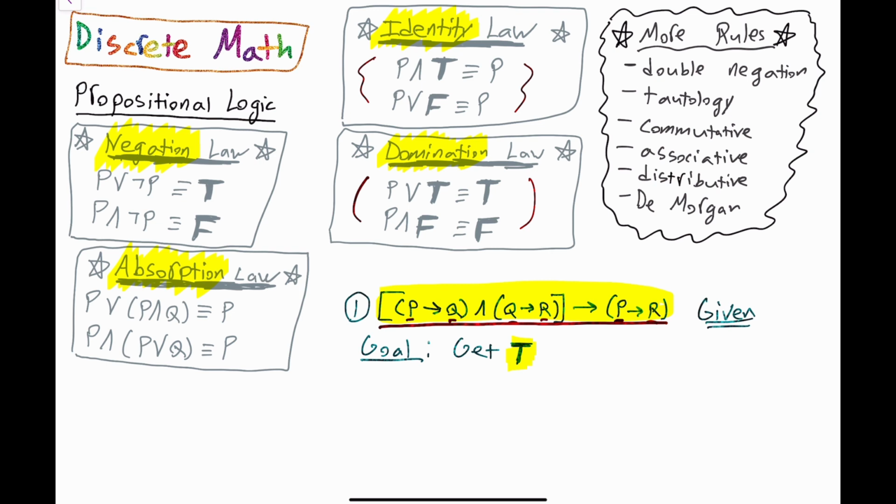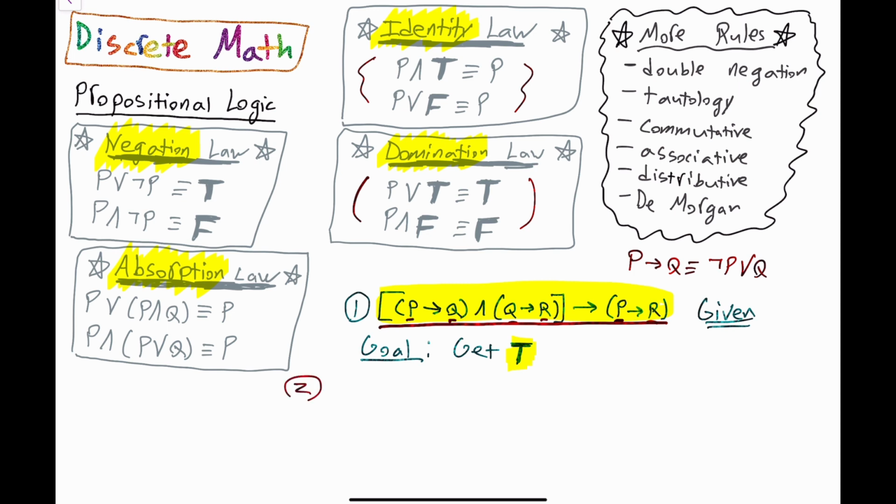It is a conditional, and it's a good idea to transform it into a disjunction. We can do that in propositional logic because if P then Q is logically equivalent to not P or Q. And it is a very good idea to transform it into a disjunction because the negation law, the absorption law, the identity law, and the domination law all deal with disjunctions or conjunctions. All right, so let's take our given proposition and transform it into a disjunction.